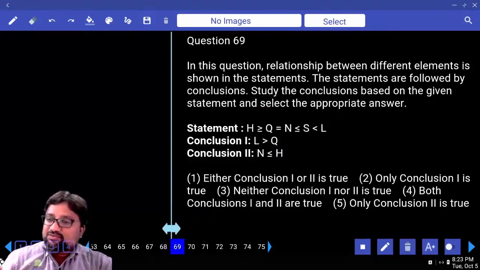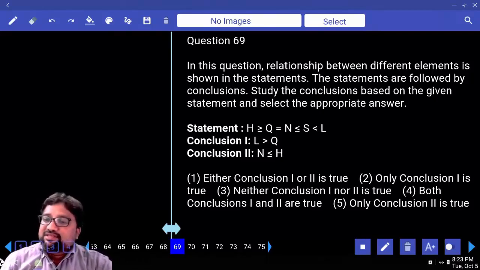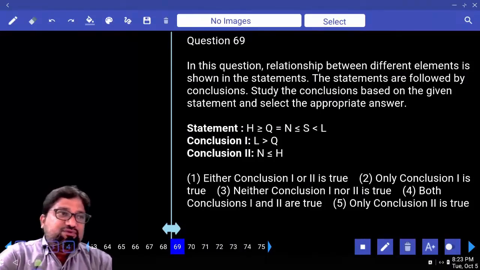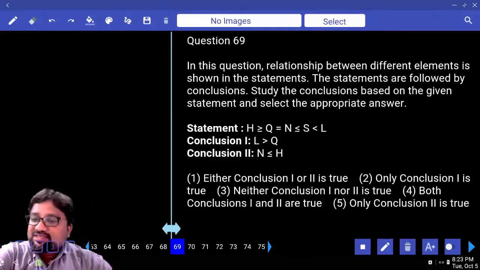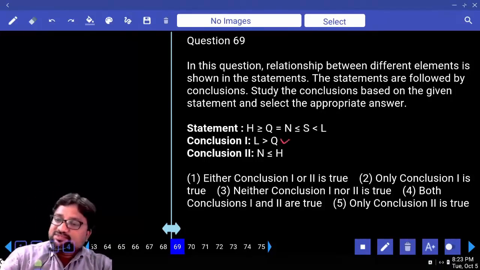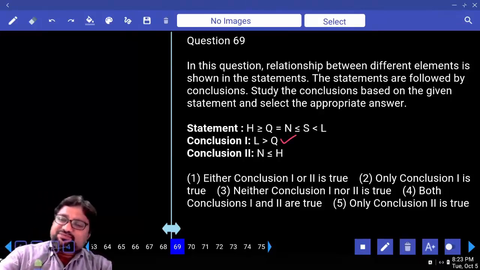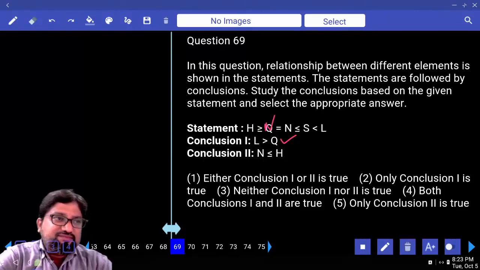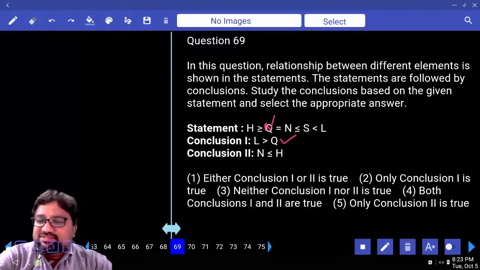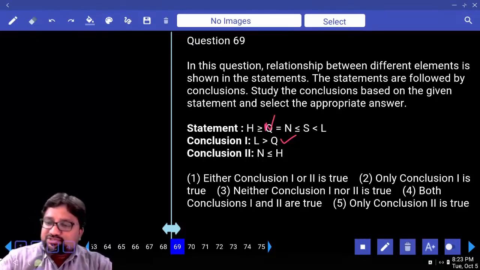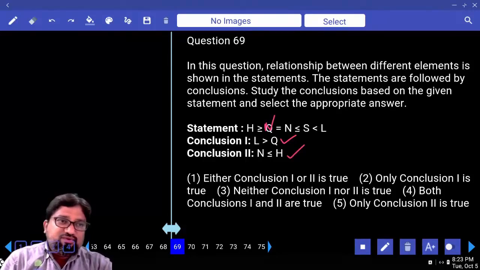So after that, the same continues. So what's happening here? L is greater than Q. In reverse also, you should identify with efficiency. L is greater than Q, right? Yes. N less than or equals to H. You can substitute N directly in the place of Q. Enough, so we get the answer straight. H greater than or equals to N, meaning N is less than or equals to H. Correct. Both 1 and 2 follow.